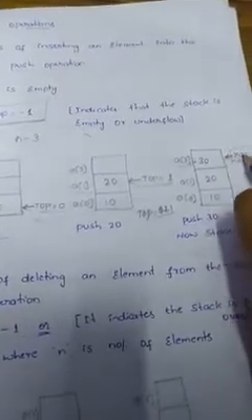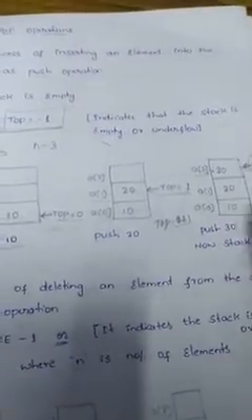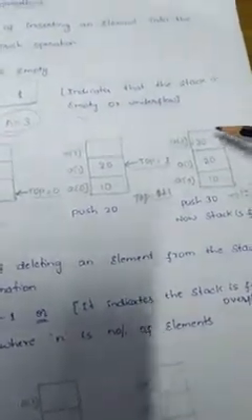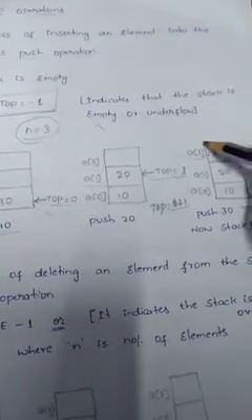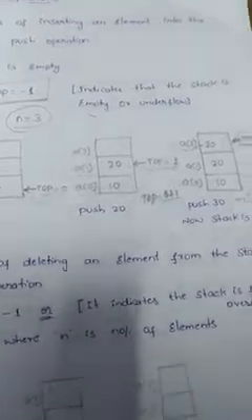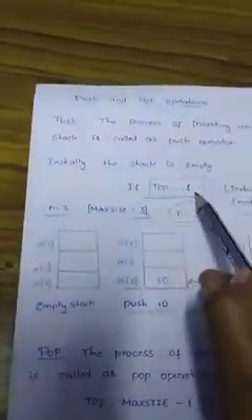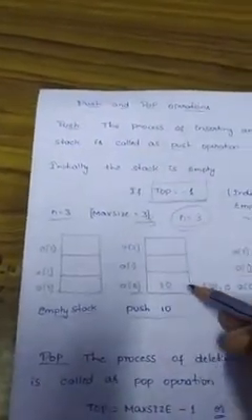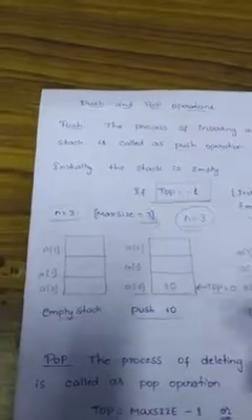Now top reaches the maximum size. We took the maximum size n is equal to 3, and we already inserted 3 elements: 10, 20, 30. So there is no memory space to add new elements. So now the stack is full. This process is called a push operation. When we insert elements, we first check that top is equal to -1, and top goes on incrementing 1 by 1.